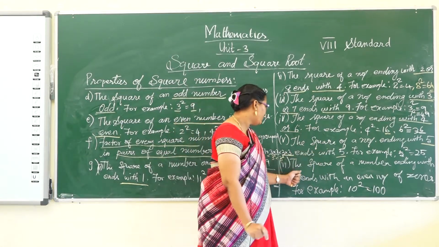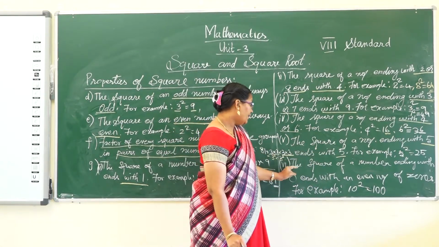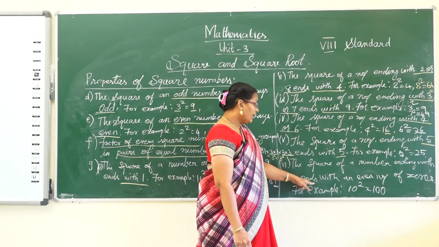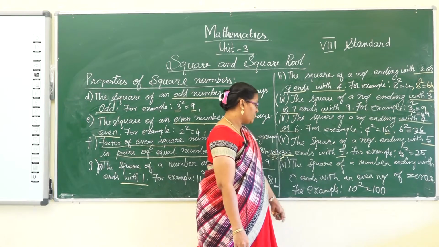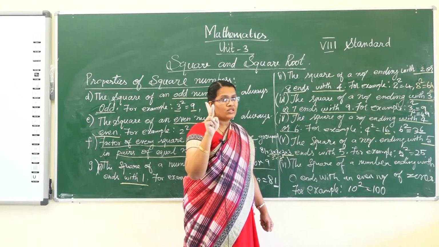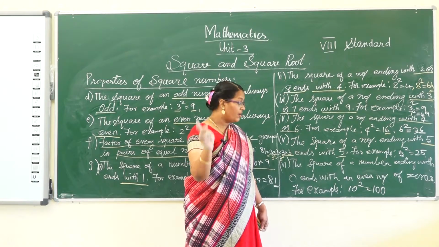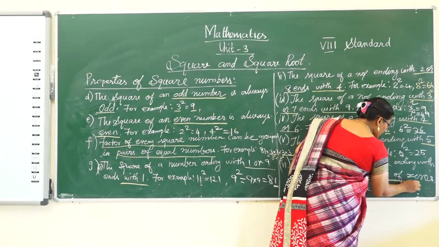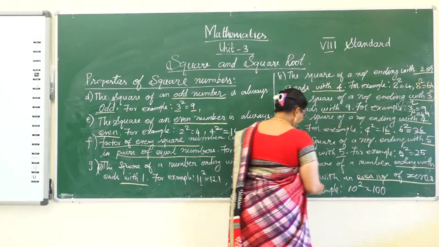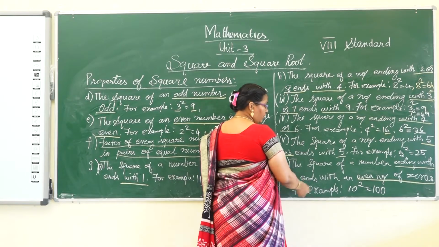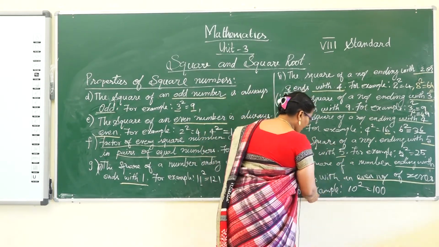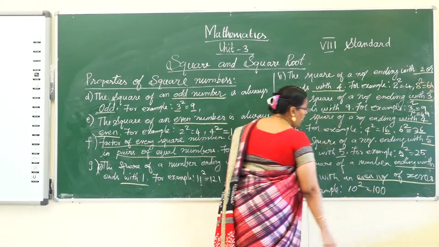Another example for this property. And then the square of a number ending with 0 ends with an even number of zeros. So 10 square, what do we get? 100. It has 2 zeros, which means an even number of zeros. The square of a number ending with an odd number of zeros gives an even number of zeros in the square. For example, 10 square is equal to 100.